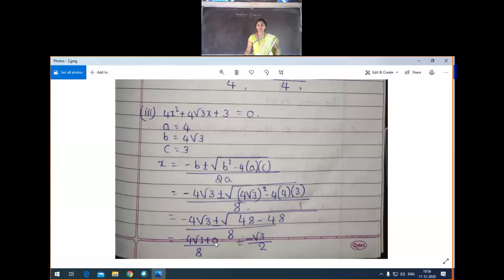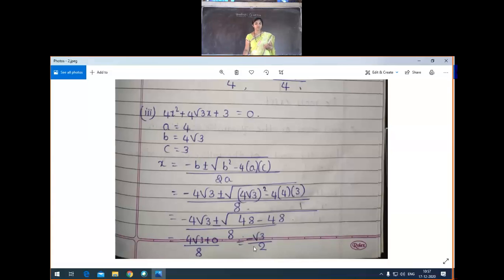Minus 4 root 3 plus 0 we got here. Square root of 0 is 0 only, divided by 8. So the answer is minus 4 root 3 divided by 8. No need to take plus or minus, because minus 4 root 3 plus 0 is also minus 4 root 3 only, and minus 4 root 3 minus 0 is also minus 4 root 3 only. So we take minus 4 root 3 divided by 8. Now 4 1s are, 4 2s are, therefore minus root 3 divided by 2 is the answer.